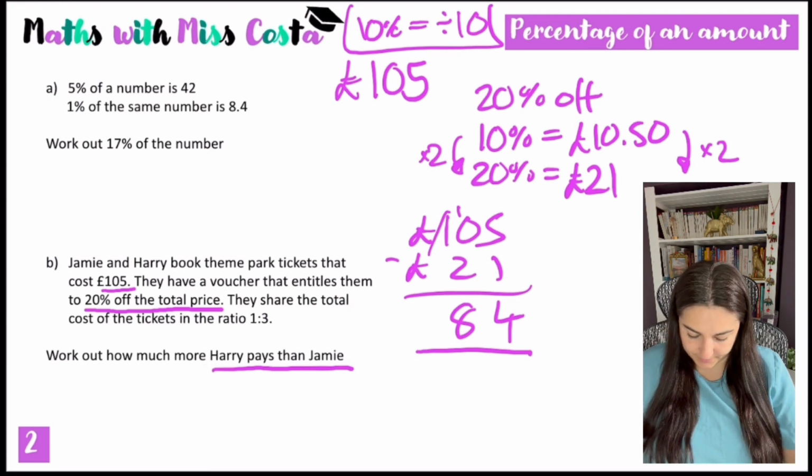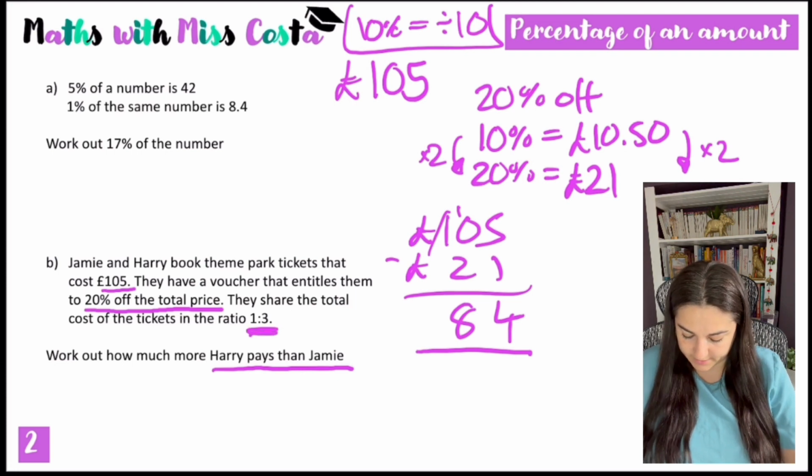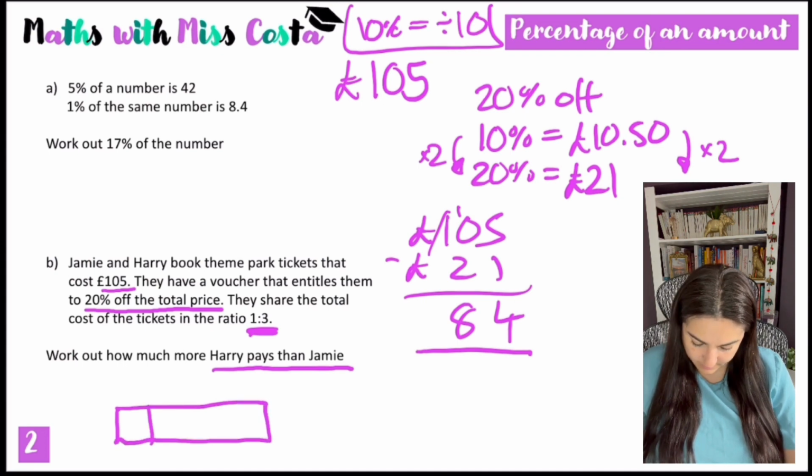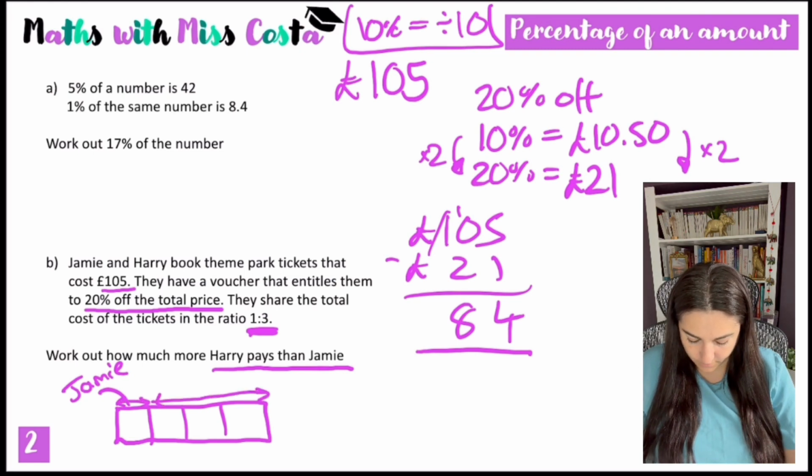So they then share the total cost of the tickets in the ratio 1:3. So they are sharing £84 in the ratio 1 part for Jamie. So Jamie pays 1 part, and 1, 2, 3, Harry pays 3 parts.